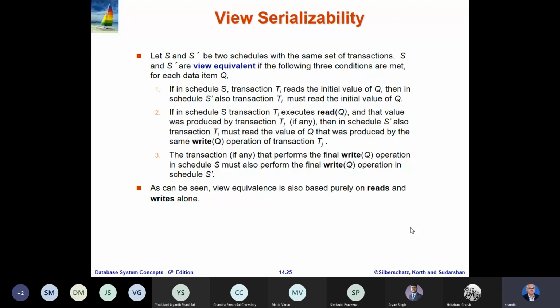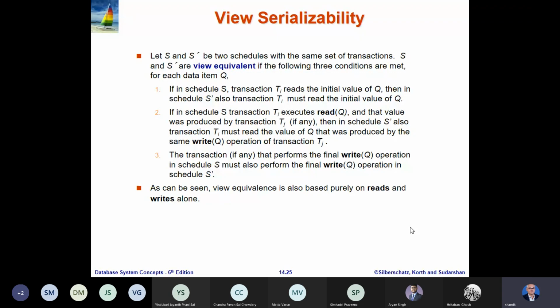If in schedule S, Ti executes read Q and that value was produced by transaction Tj, if any, it might be the original value, then in schedule S prime also the transaction Ti must read the value of Q that was produced by the same write Q operation of the transaction Tj. And finally, the transaction that performs the final write Q operation in schedule S must also perform the final write Q operation in schedule S prime.